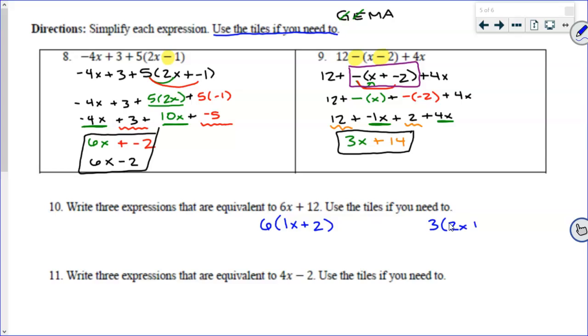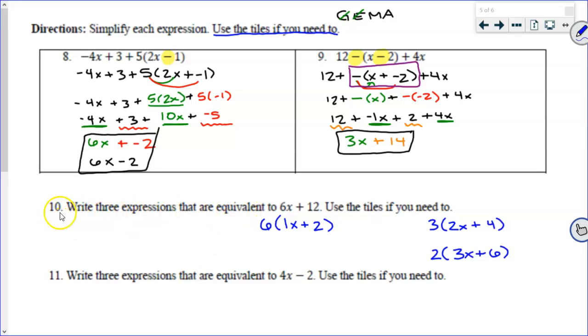And if we have 3 groups, how many unit tiles would have to be in each group? 4. I saw that most. I also saw 2 groups. If it's 2 groups, that would be 3 x tiles and 6 unit tiles. But not too many of you got super creative and did some where we didn't need to distribute, where we just combine like terms. Let me give you an example of what that would look like, and I want you to come up with another one.